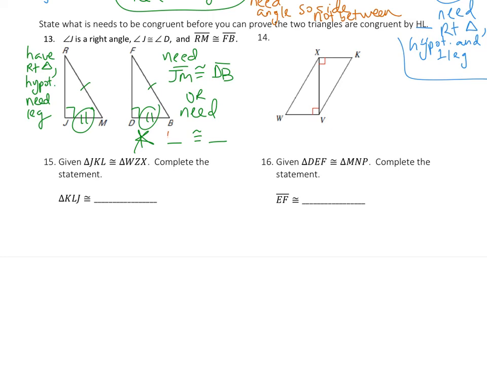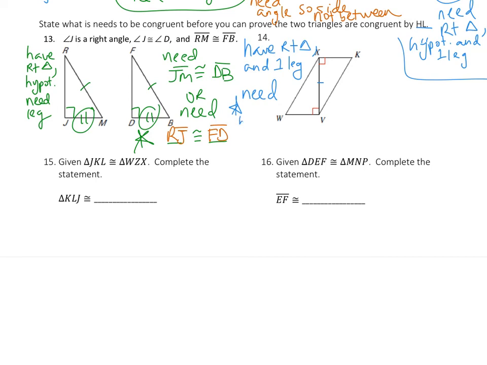You should have chosen RJ congruent to FD, since that's the other leg that could be congruent. At number 14, we can see that we have a side that's congruent because they're reflexive, and that gives us a leg, and we see the right triangle. I want you to fill in what we need to show that they are congruent by HL.